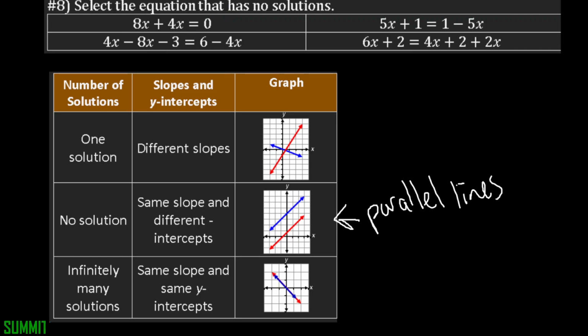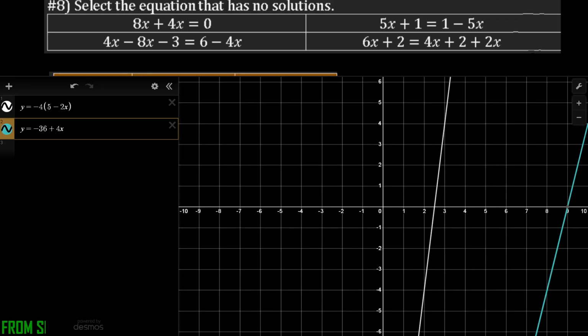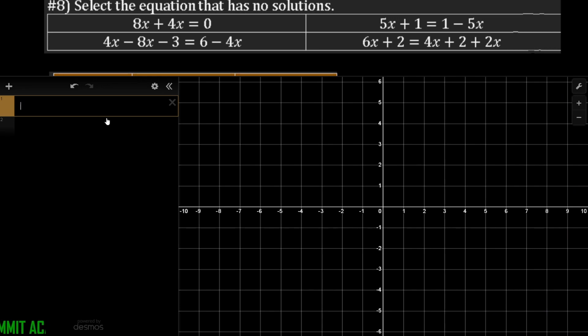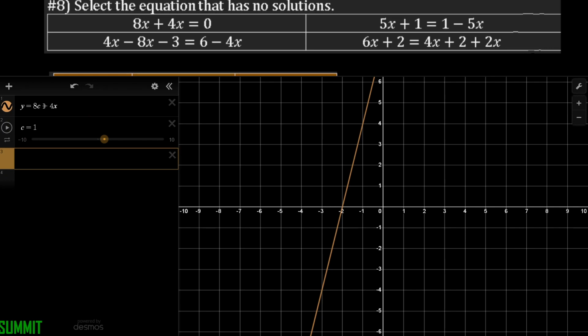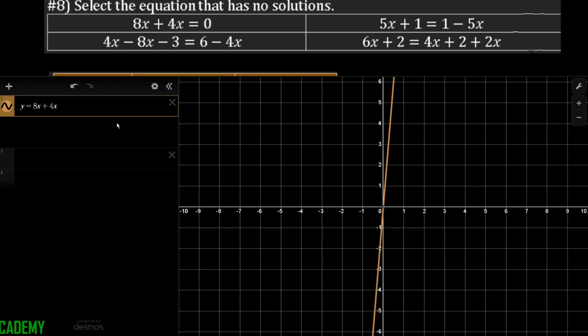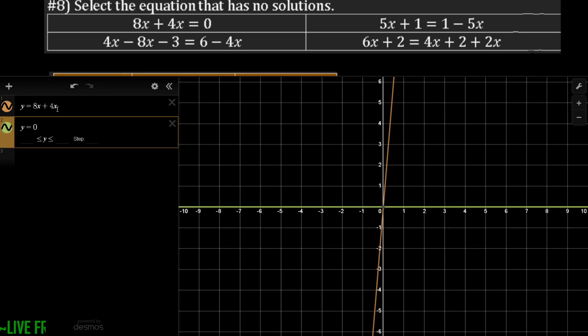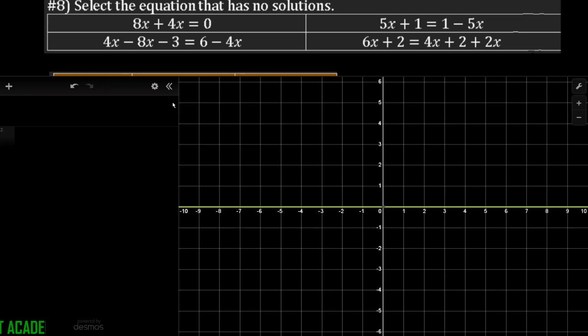So let's pull up our Desmos calculator. Give me 1 second. And let's clear this out. So I'll graph that left side. I have y equals 8x plus 4x, sorry, that should be x. And then I have y equals 0. So notice this is going to be just one solution, so it can't be that one. What about the next one?